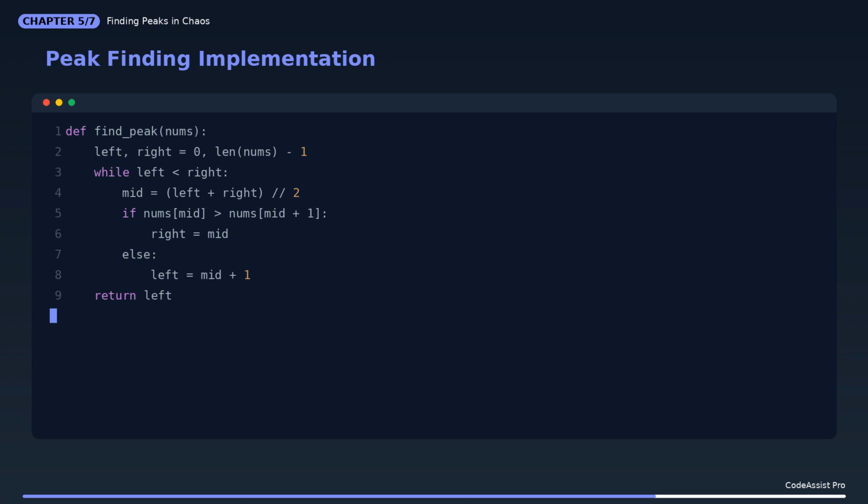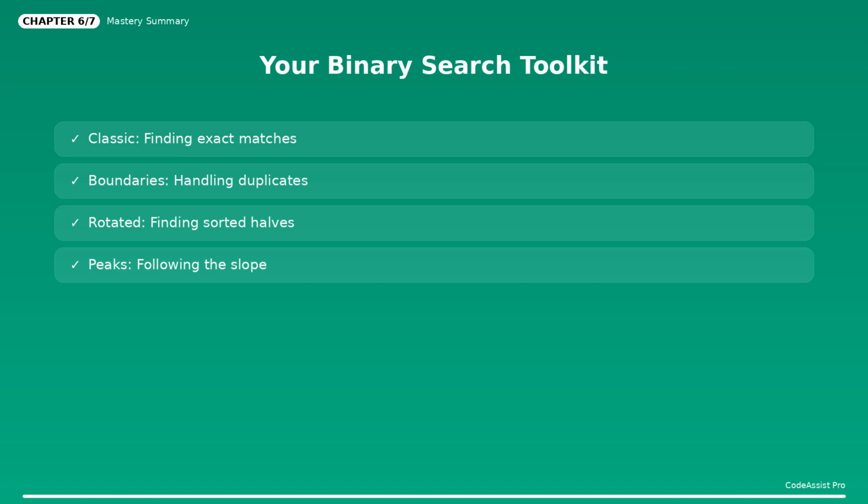But wait, how do we bring all these patterns together for your next interview? We've covered the 4 pillars of binary search. You now know how to find exact values, handle duplicate boundaries, navigate rotated arrays, and even find peaks in unsorted data. These are the exact tools you need to avoid those painful off-by-1 errors.